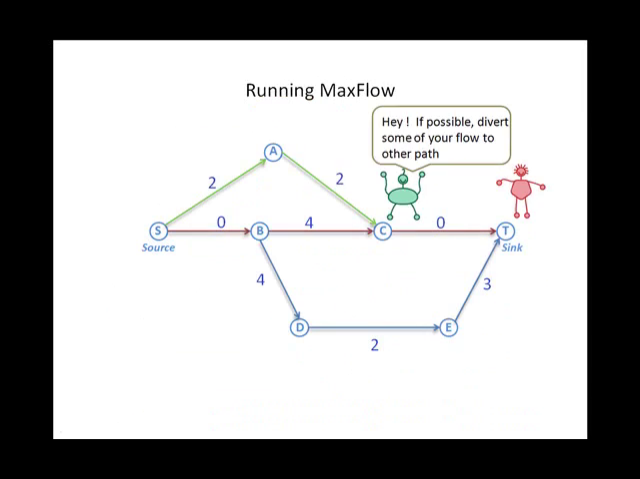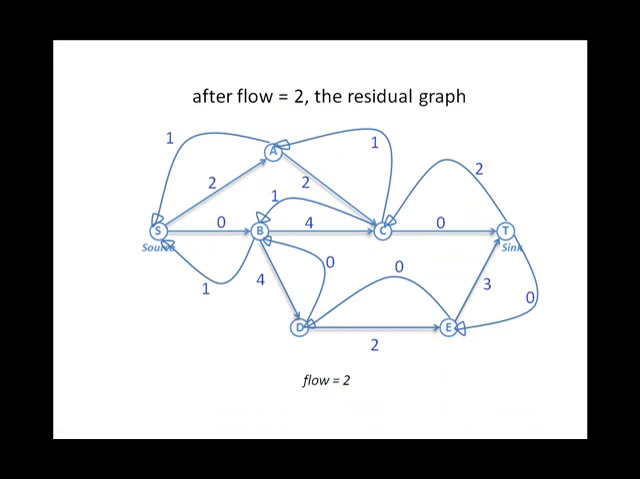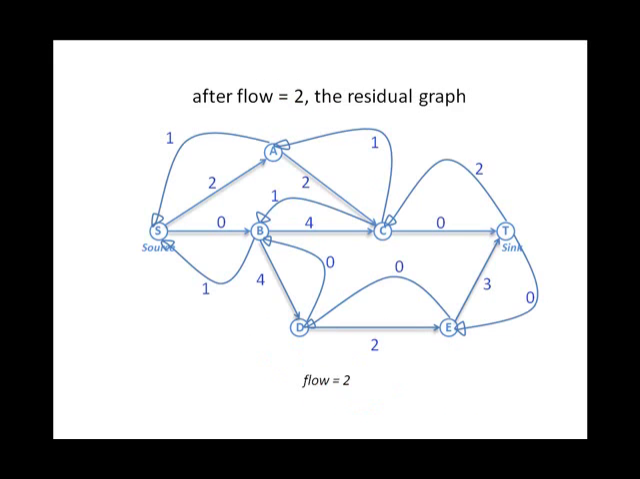After we got a flow equal to 2, if you look at the residual network of this current graph, it looks like this. These are all the capacities left, and we just followed this notation. Whenever we send a flow F along A to B, we add a reverse edge from B to A, and the capacity for that is F. Let's make it more clear.